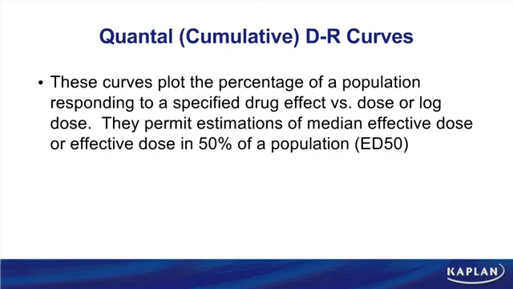Next we have what's called quantal, also called cumulative, dose-response curves. I actually happen to not like either of those terms. I tend to refer to these graphs as population curves, and that's the key. These are graphs that are going to look at the percentage of the population that responds to your drug. It's this type of curve where you can estimate an ED50, the effective dose in 50% of the population, and also a toxic dose to 50% of the population.